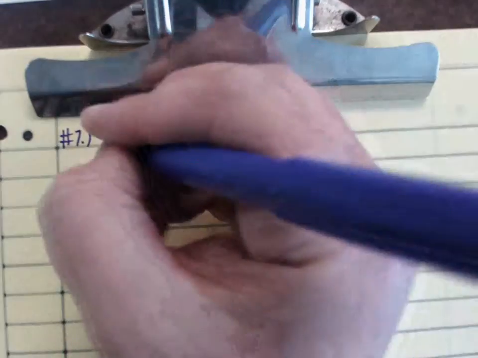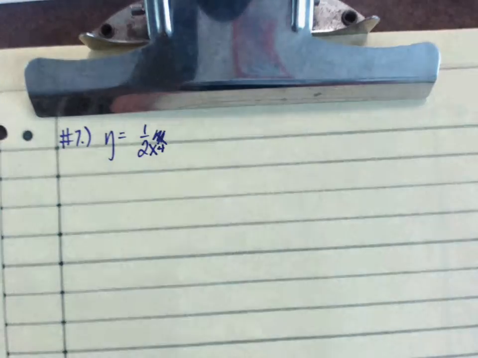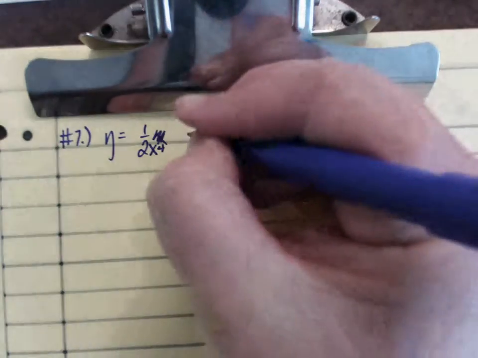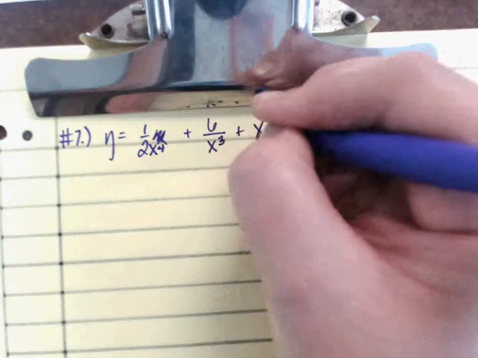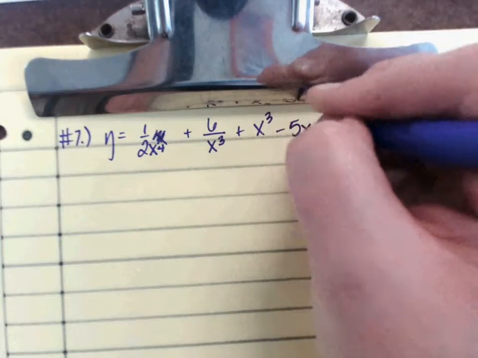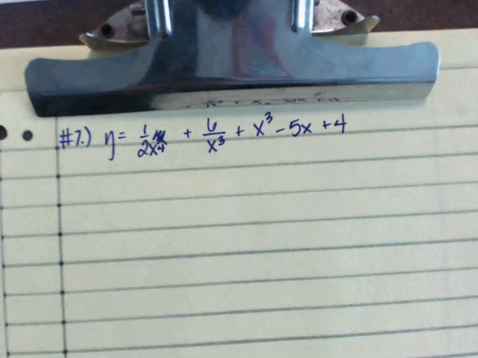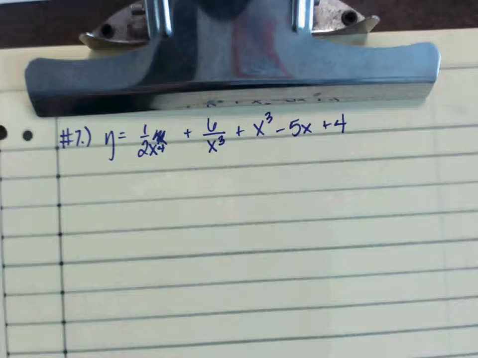All right, number 7. Okay, you're going to have y equals 1 over 2x to the 4th plus 6 over x to the 3 plus x cubed minus 5x plus 4. So that is supposed to be 1 over 2x to the 4th all on the bottom.